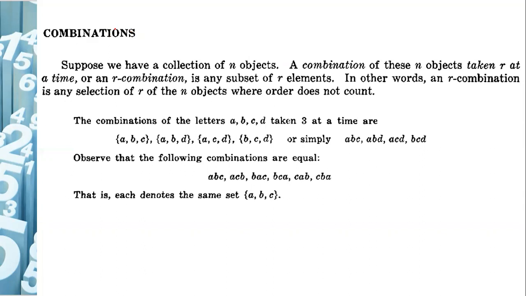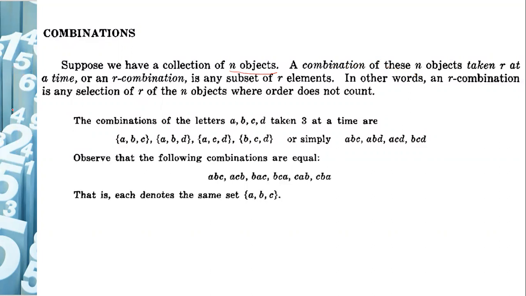Suppose we have n objects. Just observe the definition first. I have n objects, and from these n objects I have to select r objects. That selection is called a combination. It is a combination of n objects taken r at a time, or simply we can say it is an r combination.